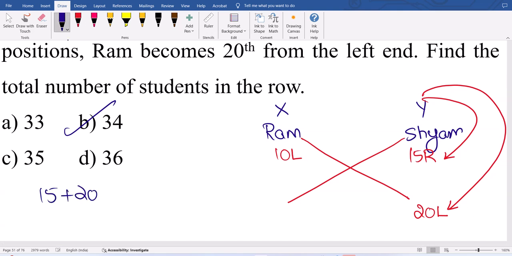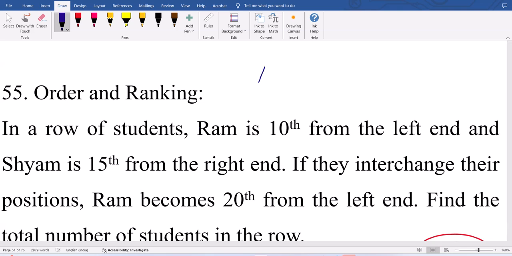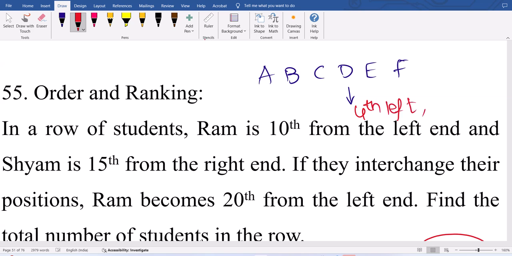When one position is 15th from right and 20th from left, then total is 15 plus 20 minus 1. Why minus 1 we have to do, sir? I am calculating that seat from right and from left twice. That's why minus 1. If you don't understand why minus 1, simply write A, B, C, D, E, F. What is D's position from left side? Fourth. What is D from right side? Third. What is 4 plus 3? 7. But total how many letters are there? 6. We have to do minus 1, because D you counted from the left side and D you counted from the right side. Twice we calculated, so we have to do minus 1.